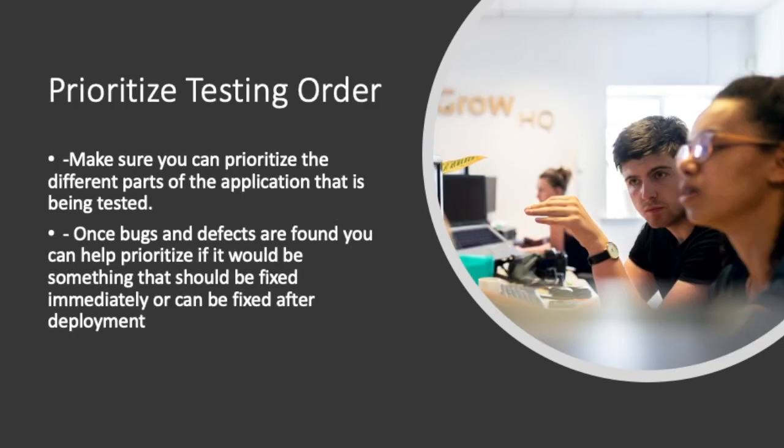And finally, prioritize testing order. Depending on the methodology that your team is using, you may have tight deadlines for your testing. Make sure you are able to prioritize the different parts of the application that is being tested. The complete application should have test cases, but if one particular portion will have higher usage, make sure you spend adequate time thoroughly making sure no bugs exist for it. Also, once bugs and defects are found, you can help prioritize to see if it is something that should be fixed immediately or if it can be fixed after the deployment. Either way, you should be documenting the bugs that you find. This is when knowledge of the application is very important.